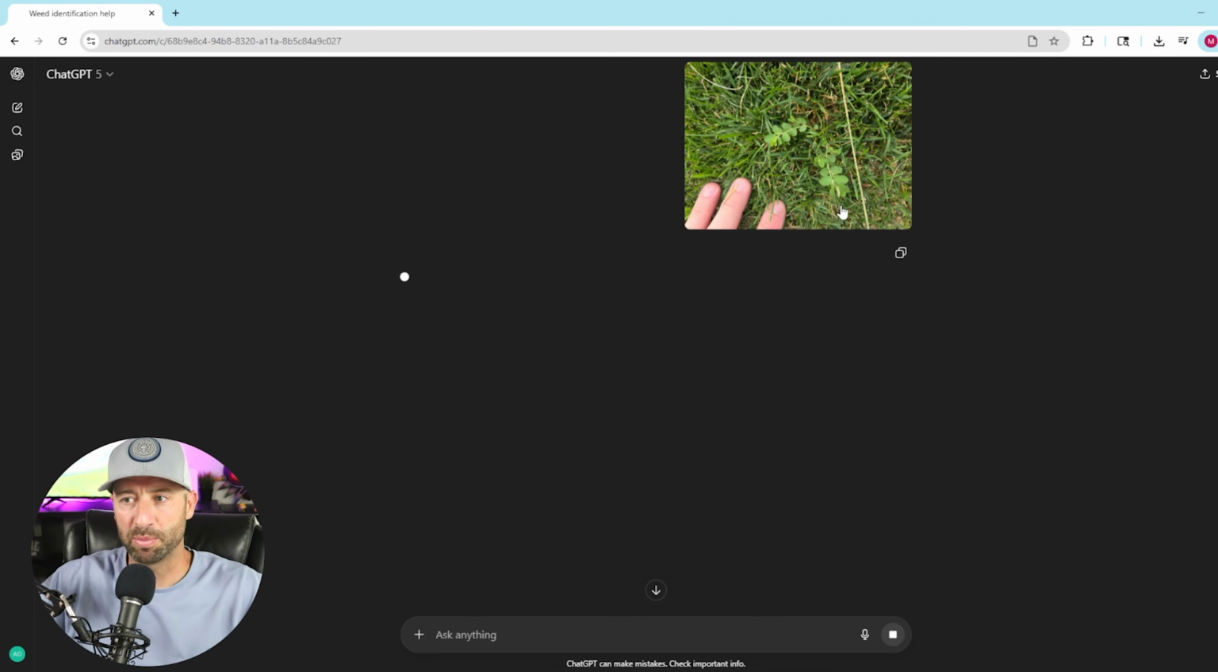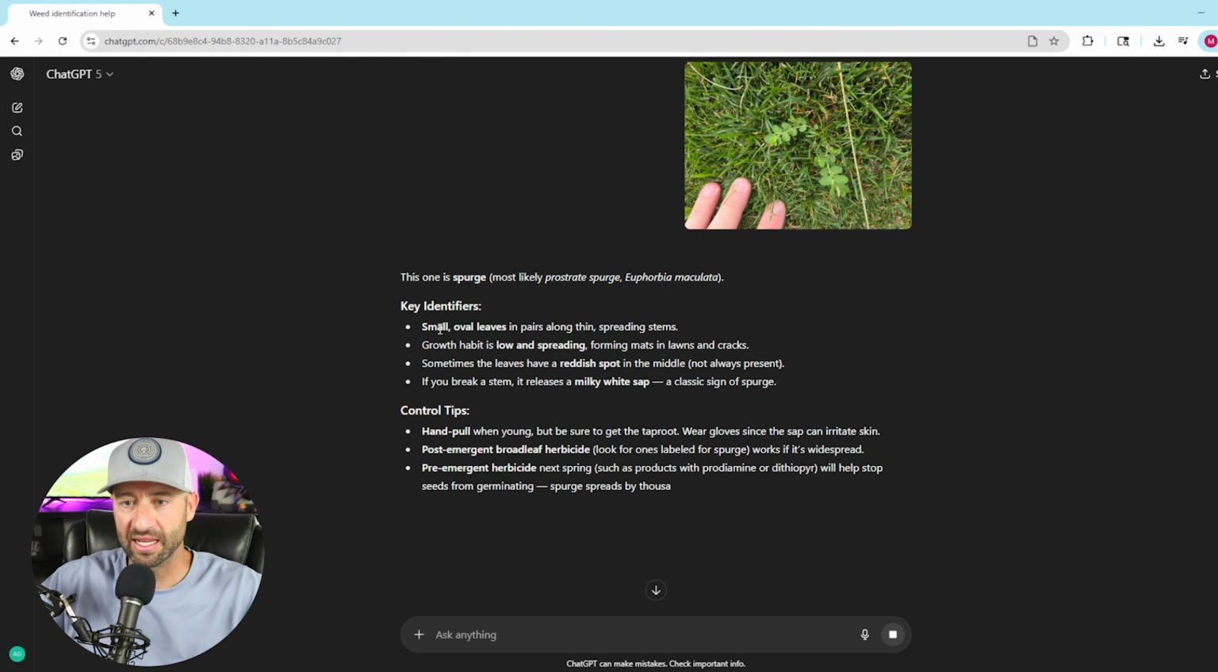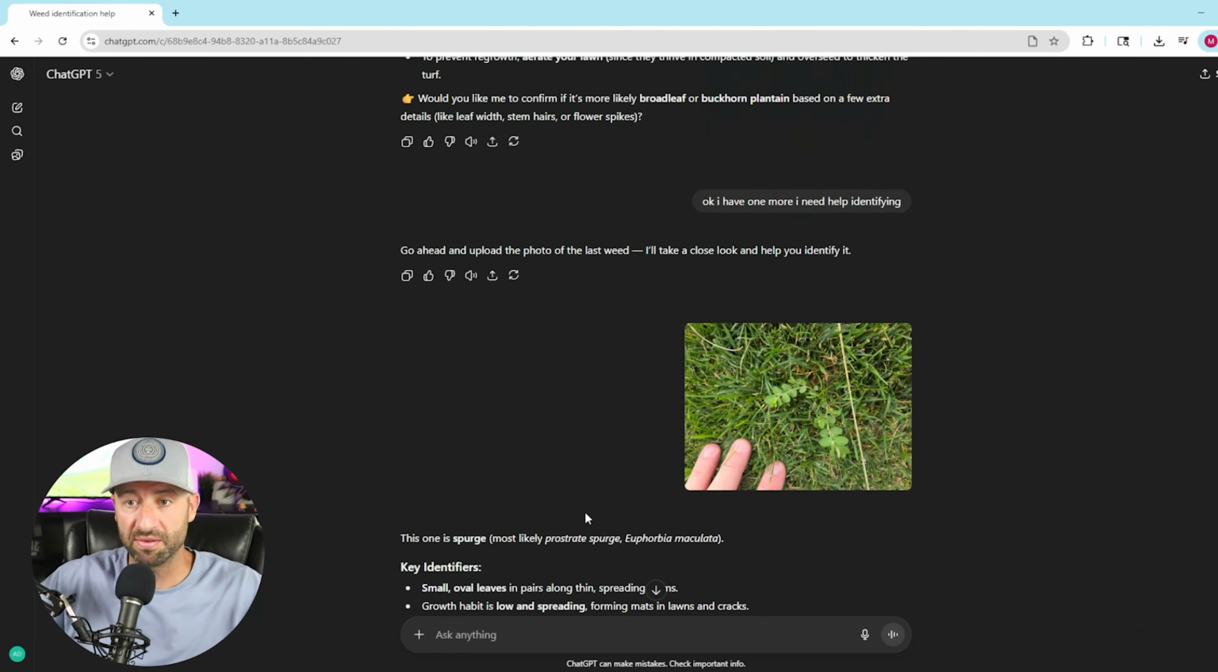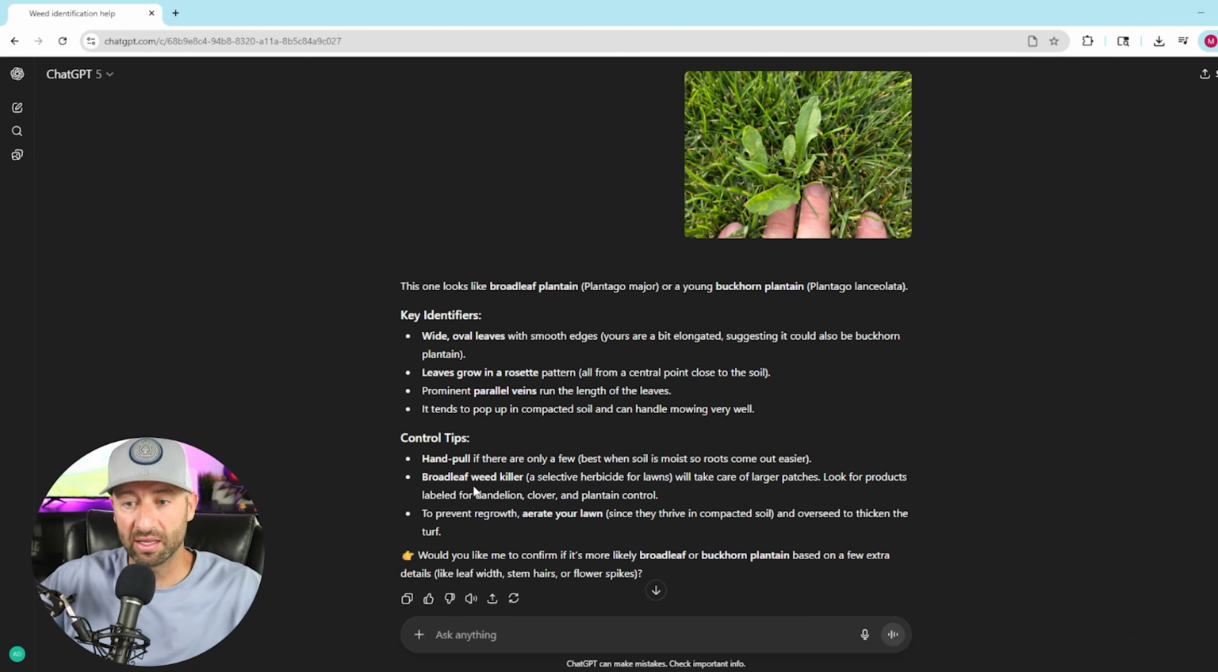This is Spurge. I know that just because we get it all the time. Yep, this one is Spurge. Okay, so it identified it. Again, the key identifiers. And now last thing, let's just look at the control tips that it gives us. So you can hand pull up, and then there's also this post-emergent broadleaf herbicide, right? So basically one that kills broadleaf. We'll go up here and look at the other one that we did. A broadleaf weed killer will take care of patches.